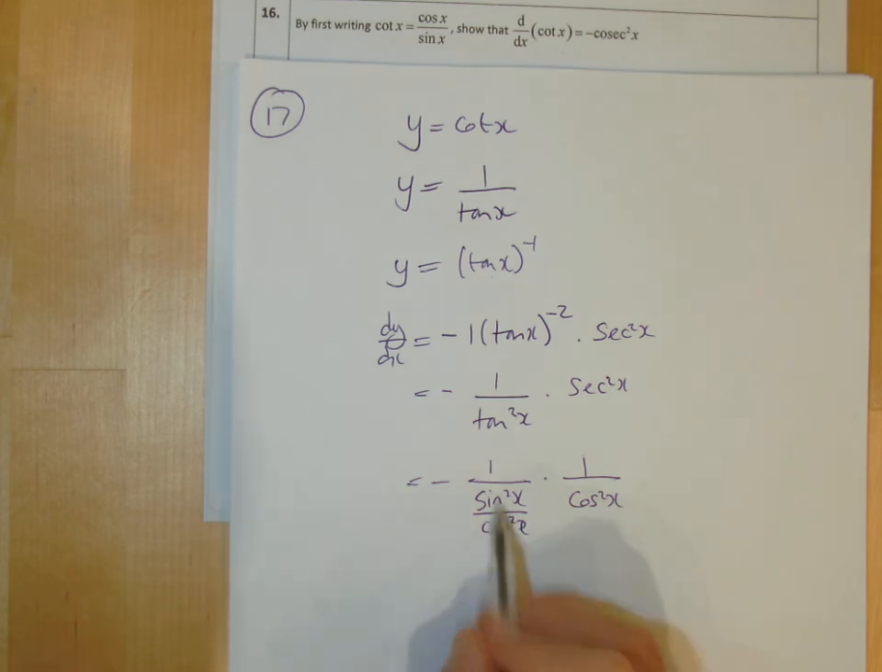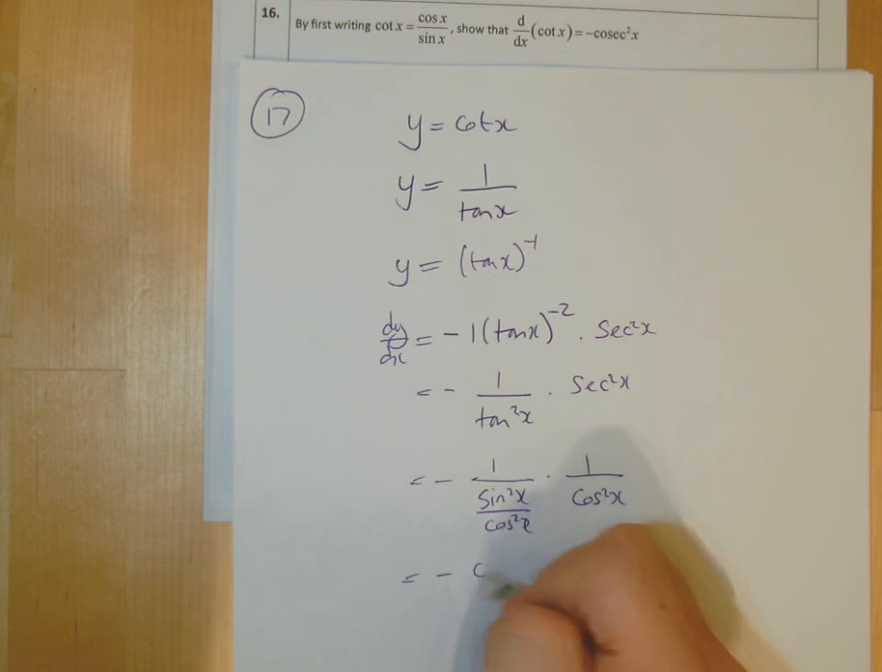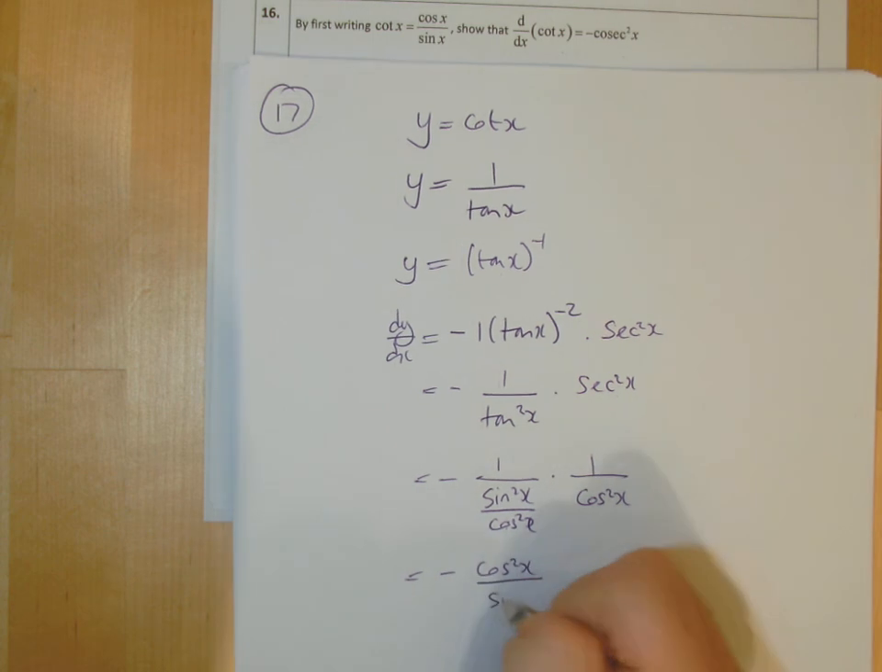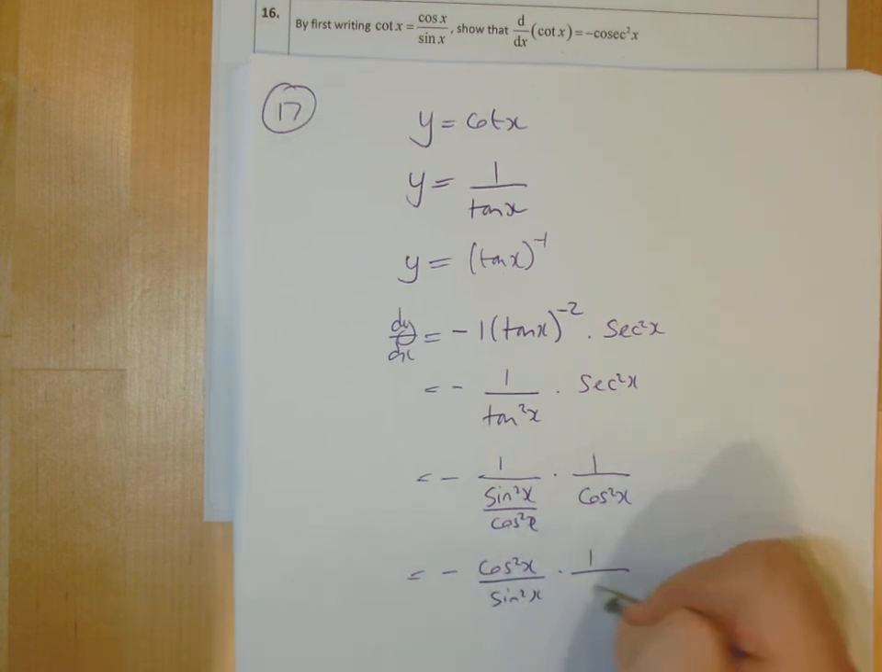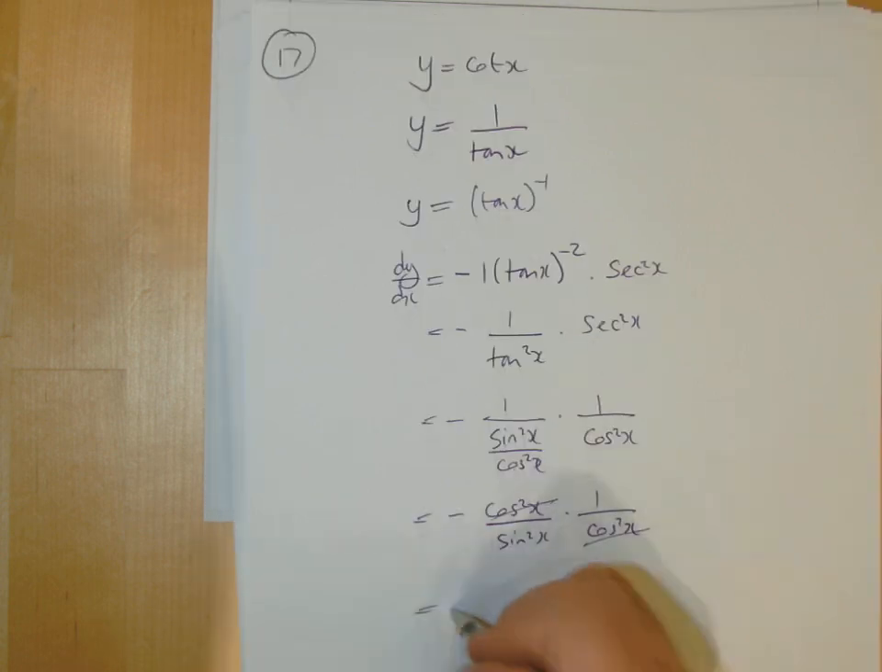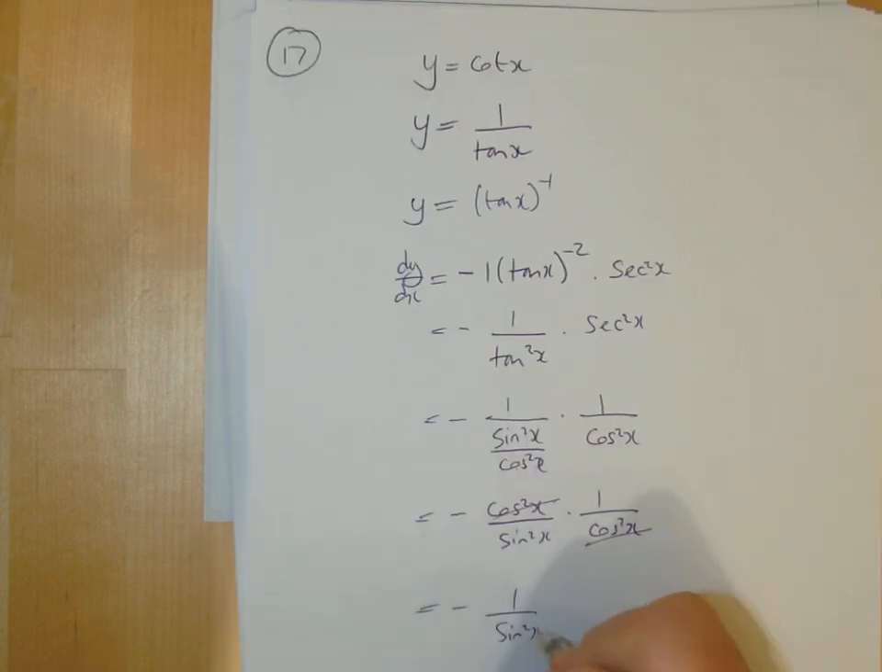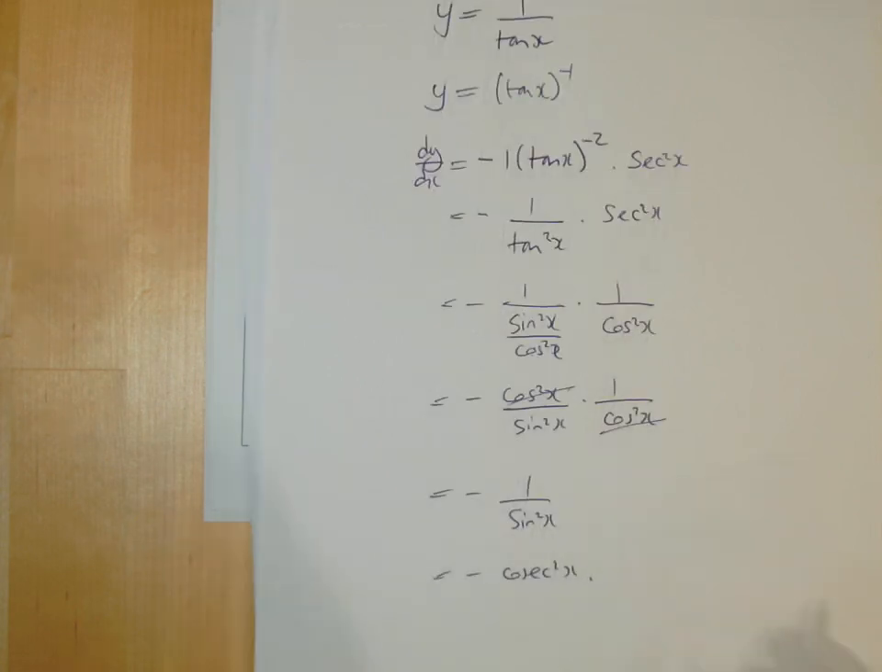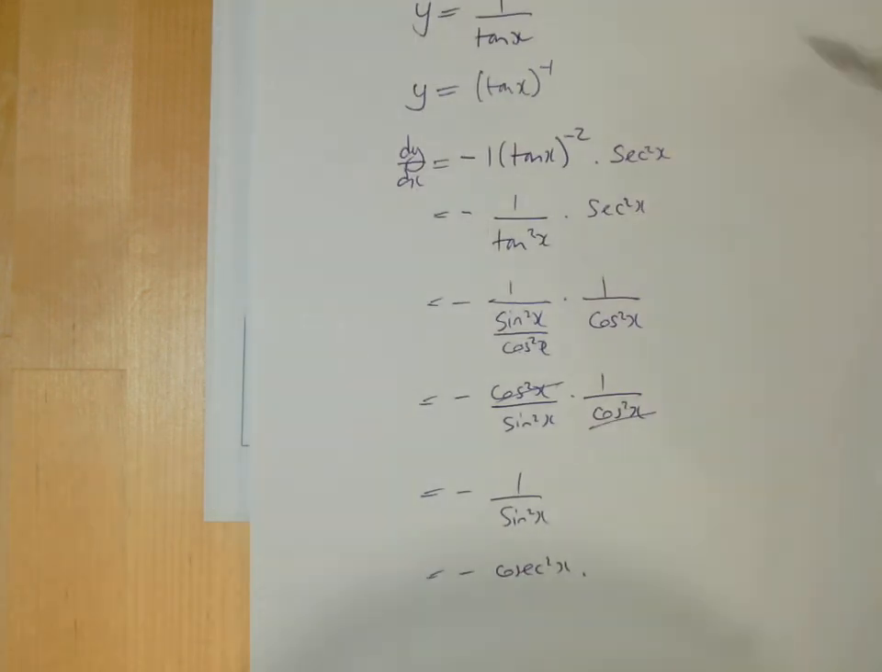And then of course this fraction can flip, so that cos squared can go up to the top. And you notice then, cos squared cancels with that, and you end up having minus 1 over sine squared x, which is minus cosec squared x, which is exactly what we want to prove. So watch that again, just to get the idea, but it is really straightforward when you get the hang of it.